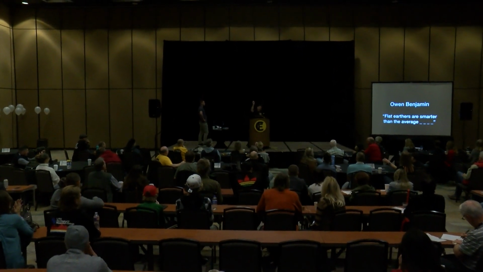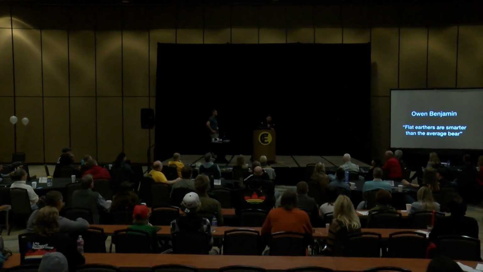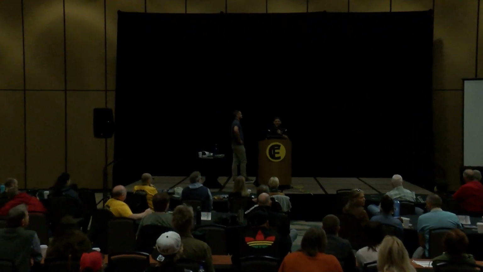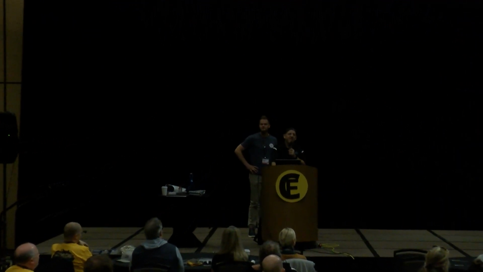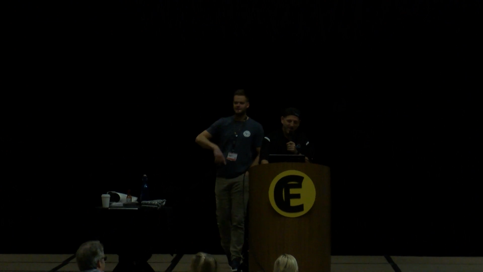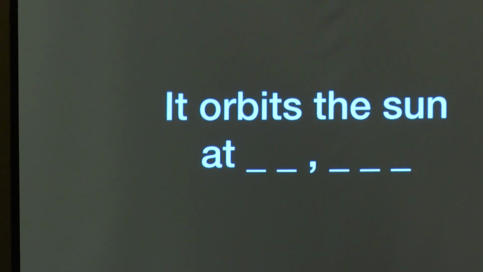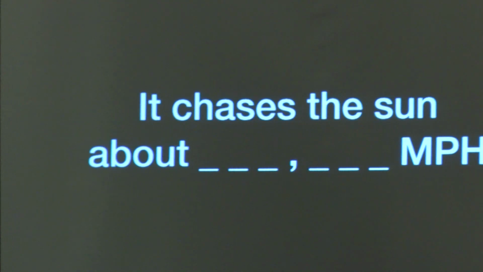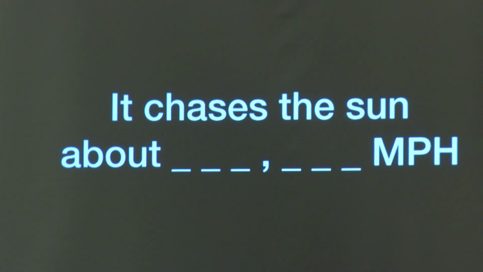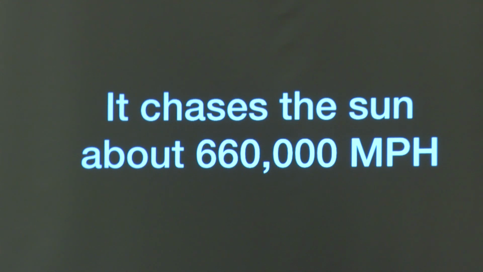Flat earthers are smarter than the average. The Earth is blank miles in circumference. 24,000 is good enough. It rotates at the equator at? It orbits the sun at? If you ask any of these questions to somebody that's fighting the flat Earth, they don't know the answers, right? It chases the sun at about? 500, 660, whatever it is.